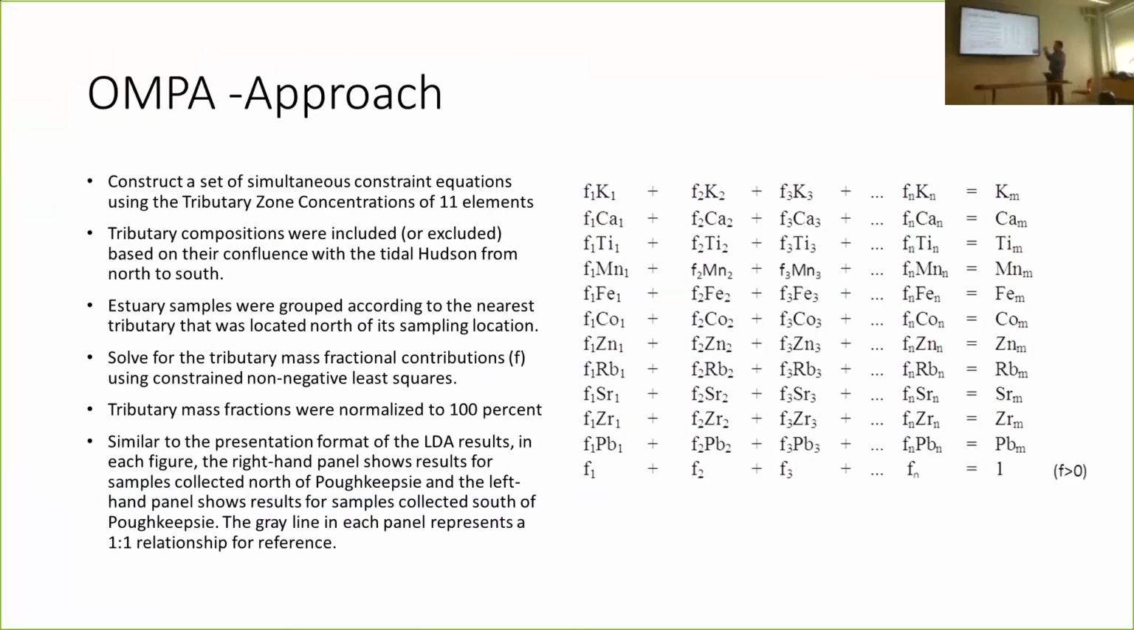So that's the idea, but we're using all this data to simultaneously solve for the mass fraction. So this is how much material is coming, how much would be attributed to a particular tributary.